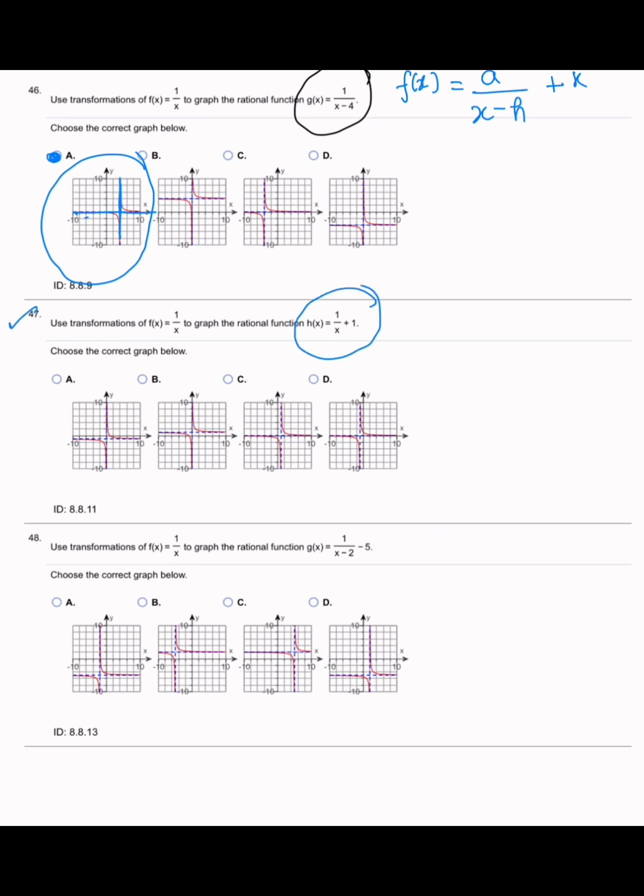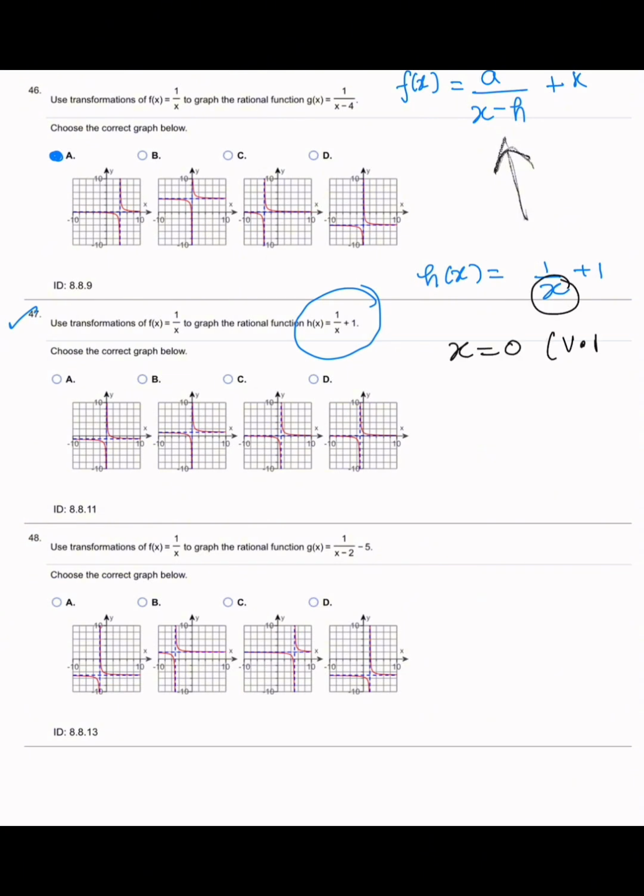Let's take another example. h of x equals 1 over x plus 1. Now look at your x value. If you put x equals 0 in this example, then we have to compare it with the general transform form, and you can see that the expression becomes undefined, which means x equals 0 is your vertical asymptote. And the number from the outside, plus 1, gives your horizontal asymptote. So now we will find a graph that follows these two asymptote conditions.